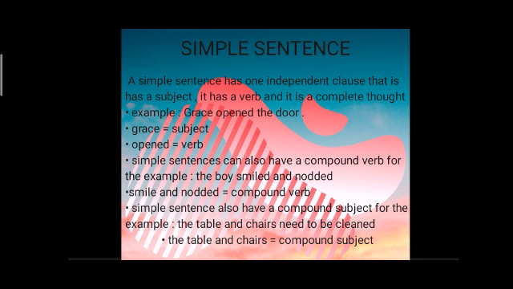Sometimes, a simple sentence can also have a compound verb. For example, the boy smiled and nodded. Smiled and nodded is a compound verb. A simple sentence can also have a compound subject. For example, the table and chairs need to be cleaned. The table and chairs is a compound subject.